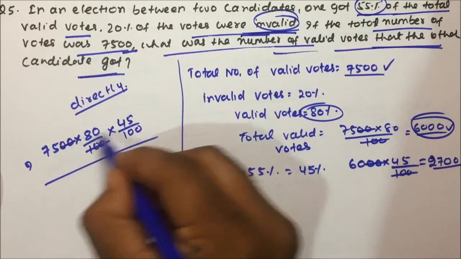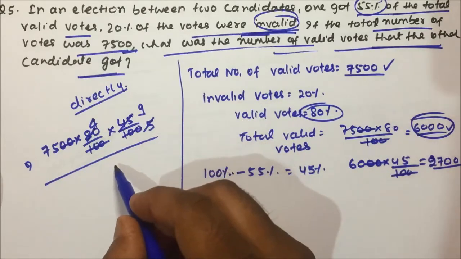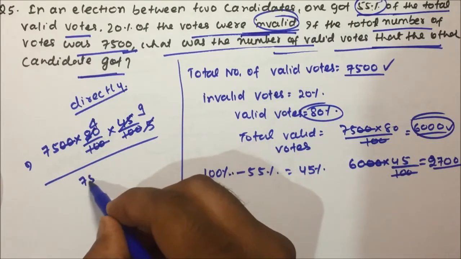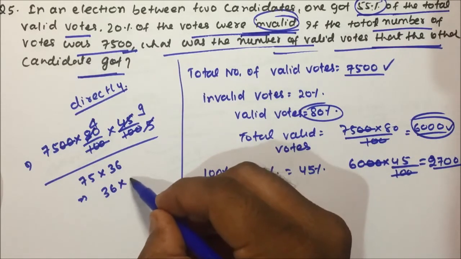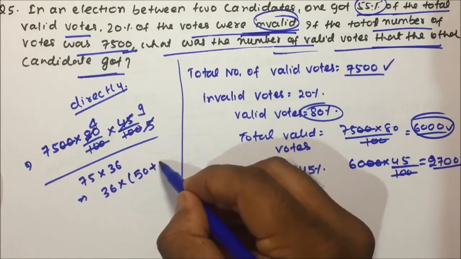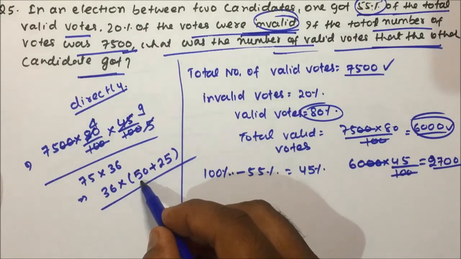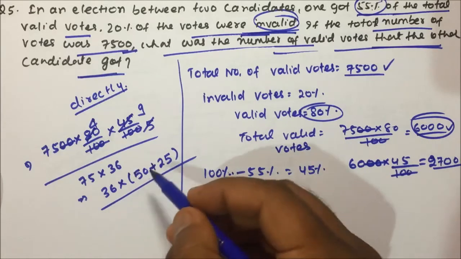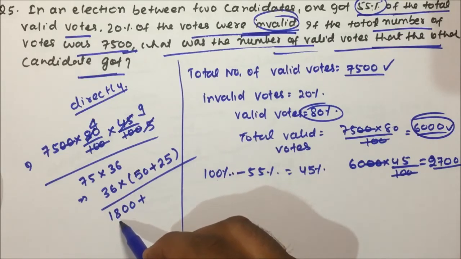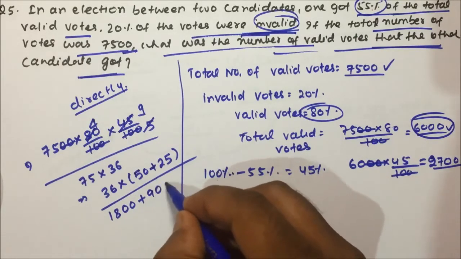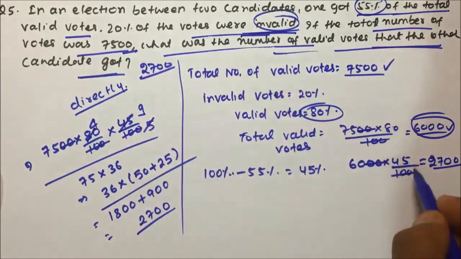Now simplify this. 20 and 20 cancel. 24 cancels, 25 cancels, 5 and 9 cancel. So we can see here 75 into 36. What I will do, friends, is 36 into 50 plus 25. So 36 into 50 is nothing but 1/2 of 3600, that is 1,800, plus 36 into 25, where half of 36 is 18, and half of 18 is 9, so 900. So this will be nothing but 2,700. So the other person got 2,700, and that's what we got here also.